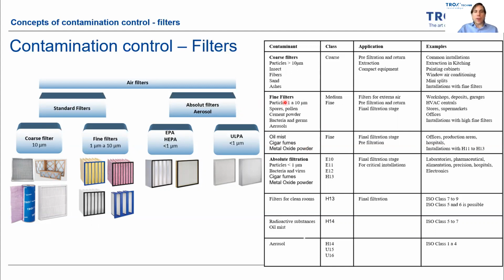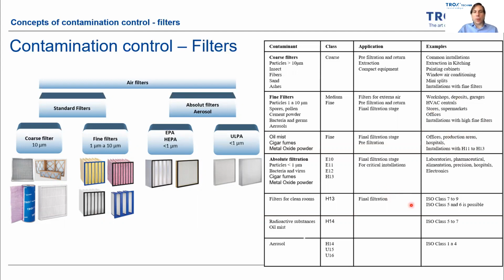And when we go to the fine filters and we go up, then it's for the smaller particles. Now we are talking about 1 to 10 micrometers, where we are already extracting pollen, cement, and bacteria and some germs. We will see from the graphics that for microorganisms, it's not as efficient as a HEPA filter, but they help. And they are used in workshops, in offices, in supermarkets. So then we come into this kind of filtration devices.